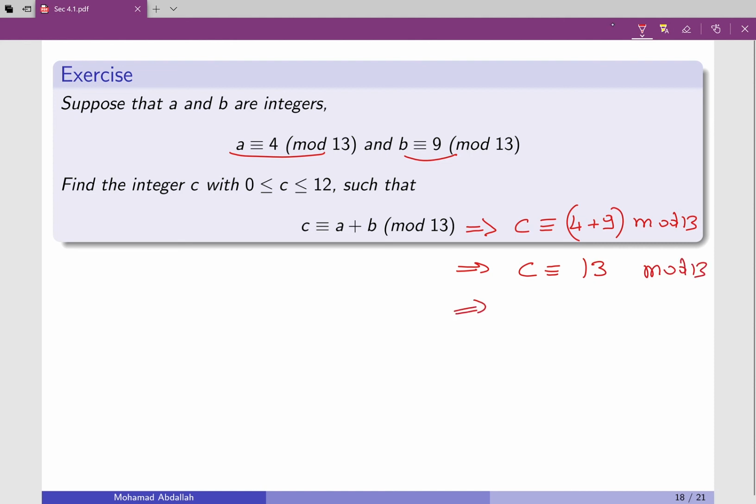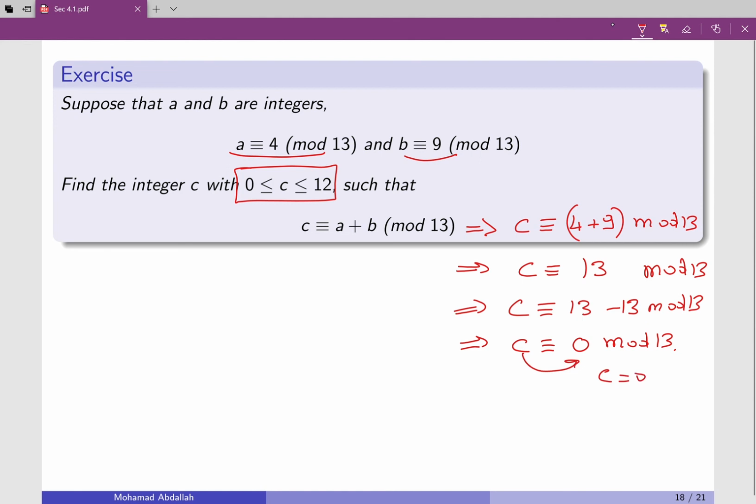Now you see that I can choose c to be 13 in general, but again, I want my c to be between 0 and 12. So I subtract a 0. I'm using my method 2 that I showed you in the previous slide. So that means c is congruent to 0 mod 13. So then I can choose c to be 0. This is going to make it.